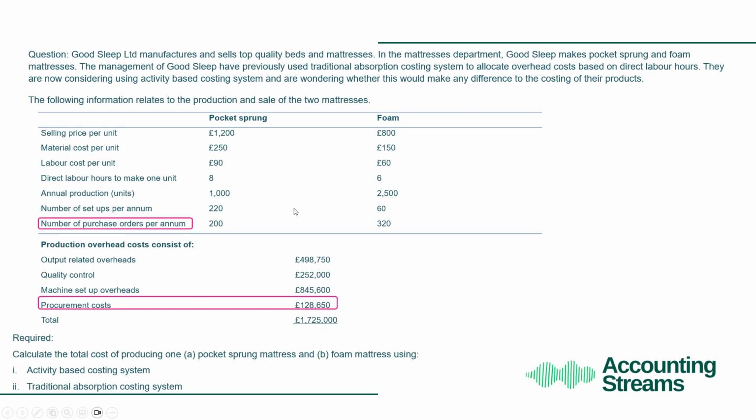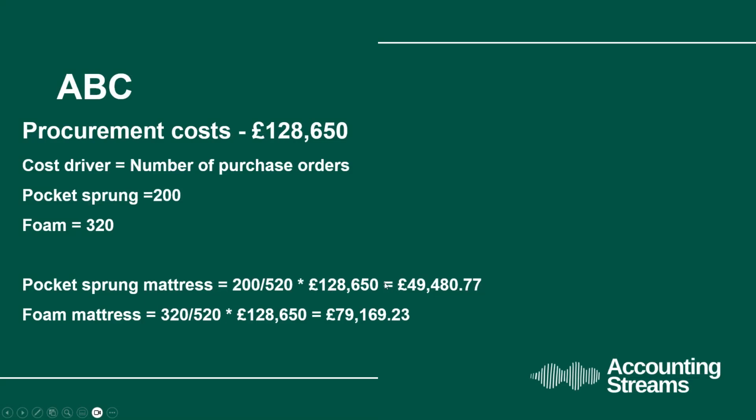So the correct cost driver here will be the number of purchase orders per annum. So for pocket sprung mattress, that will be 200 divided by the total number of purchase orders, which is 520 if you add 200 to 320, and then multiply that by 128,650. Okay, so that will give us £49,480.77, and then the difference between this amount and 128,650 will give us the amount to allocate to making 2,500 foam mattresses.